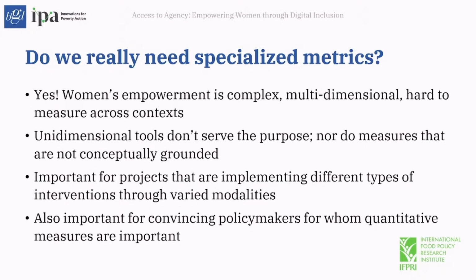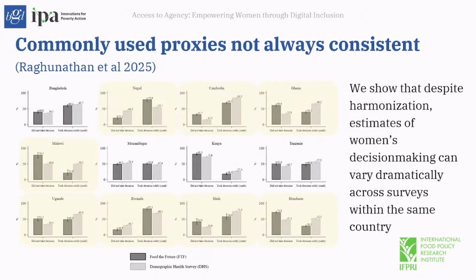Next slide. So one of the things that we've been working on recently, and this is a paper that came out this year, is to look at commonly used proxies of women's empowerment, or unidimensional measures that get at one aspect of women's empowerment. In a paper that has come out in Social Indicators Research, we've looked at data from the Feed the Future Women's Empowerment in Agriculture surveys, and we've compared that with the large nationally representative DHS surveys.